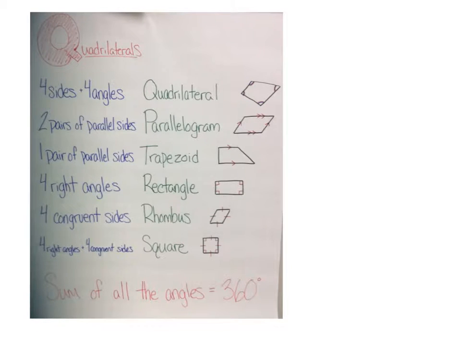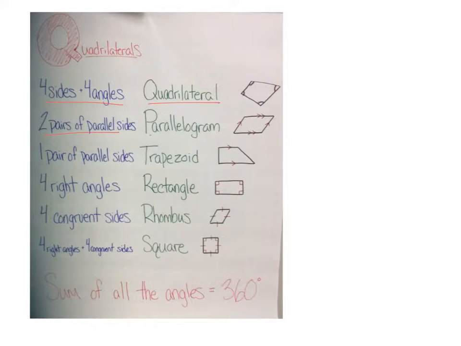Yesterday we focused on properties of quadrilaterals, and today we're going to focus on classifying quadrilaterals. This is the anchor chart that's hanging in the classroom. Each of the different descriptions and words need to be committed to memory. If something has 4 sides and 4 angles, we call it a quadrilateral.